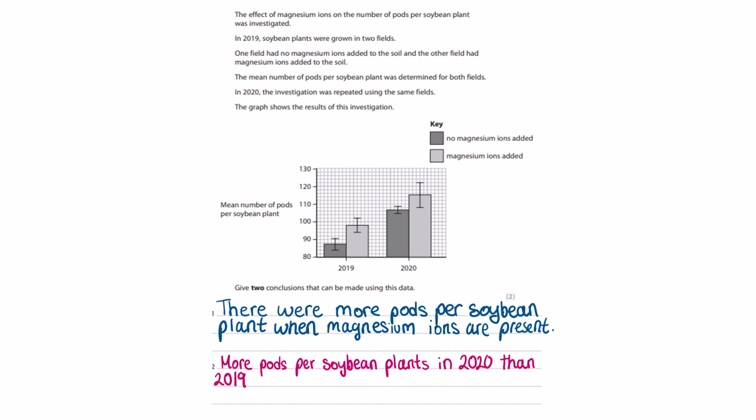Number 1, there were more pods per soybean plant when magnesium ions were present. You can see that trend in both. The magnesium ions, which is the lighter gray, gave a higher mean number of pods. The second point is more pods per soybean plant in 2020 than in 2019.